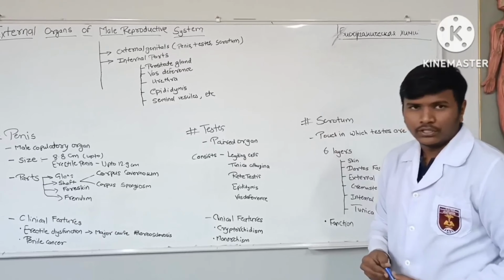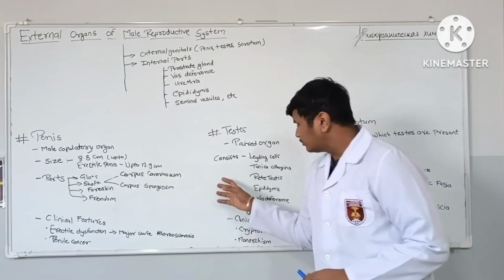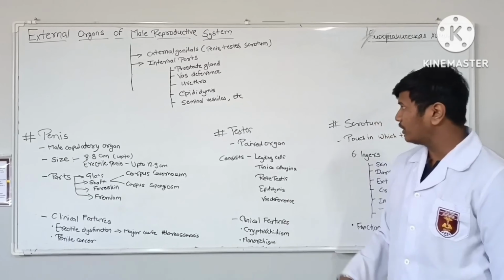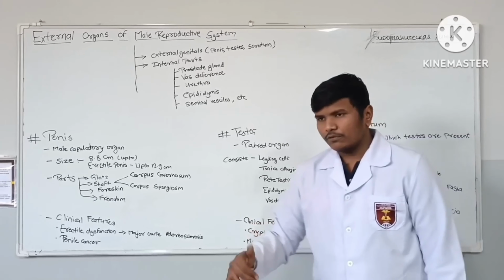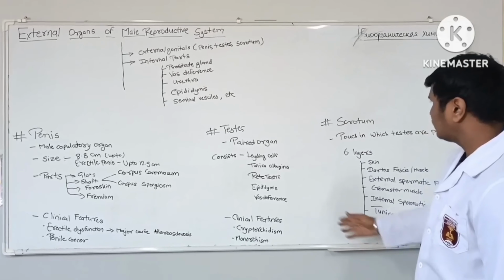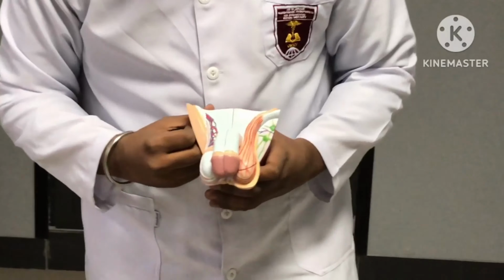Functions of the scrotum: to maintain a temperature 2 to 3 degrees cooler than the body temperature to form the semen or sperms. And the second function is to protect them.